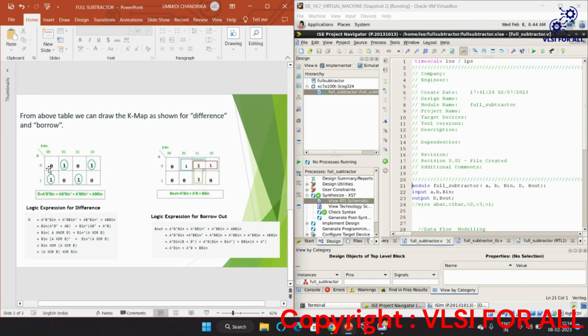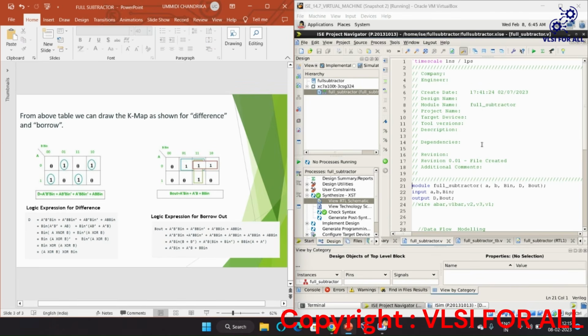It is a three variable K-map. Here for difference, no grouping is possible. So I have written it like this, and the output obtained when we minimize this will be A XOR B XOR Bin. This is the logical expression for difference. This is the expression for borrow out. Here grouping is possible, so I got three groups: A bar B in plus A bar B plus B into Bin. So I got the expression for borrow out.